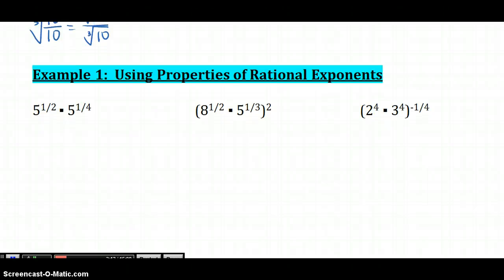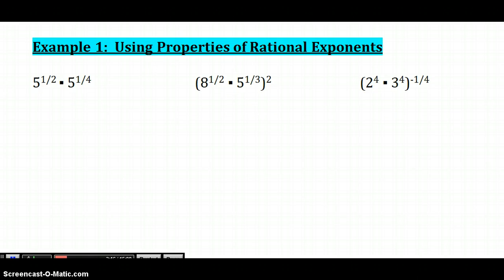Let's apply these properties. First, let's apply the rational exponents property. You already know when you multiply, you add exponents, only if you have the same base. So we do have the same base, so this becomes 5 to the 1/2 plus 1/4, which is 3/4. Here we have a power to a power, so we're going to multiply these first. So we'll have 8 to the 1/2 times 2, which is just 1. You don't need to write 1. Times 5 to the 1/3 times 2, which is 2/3. And now since you don't have the same base, you're done. That's simplified.